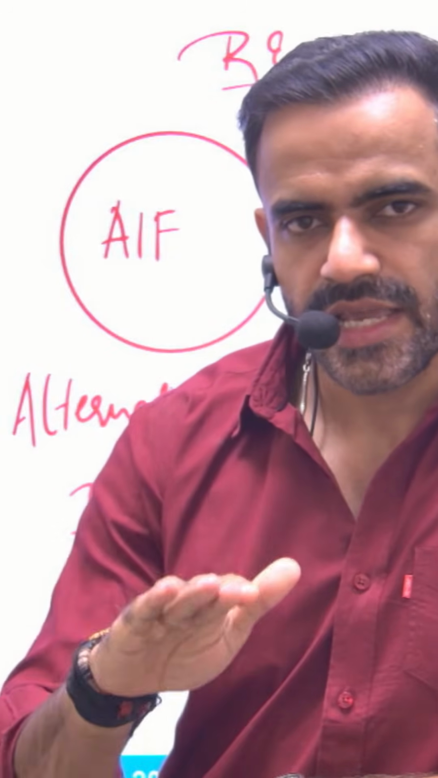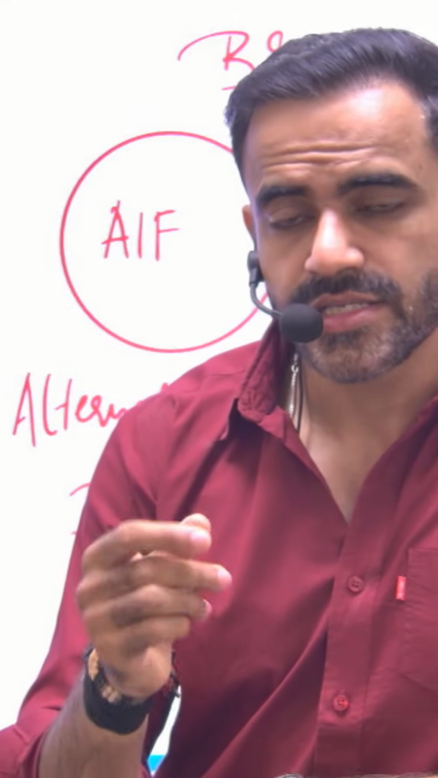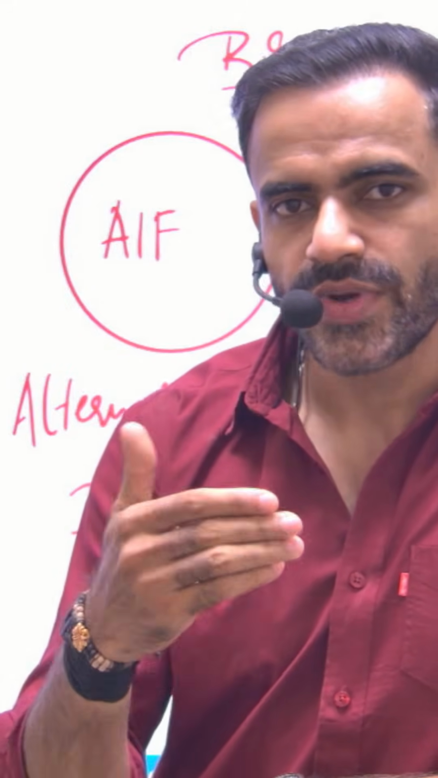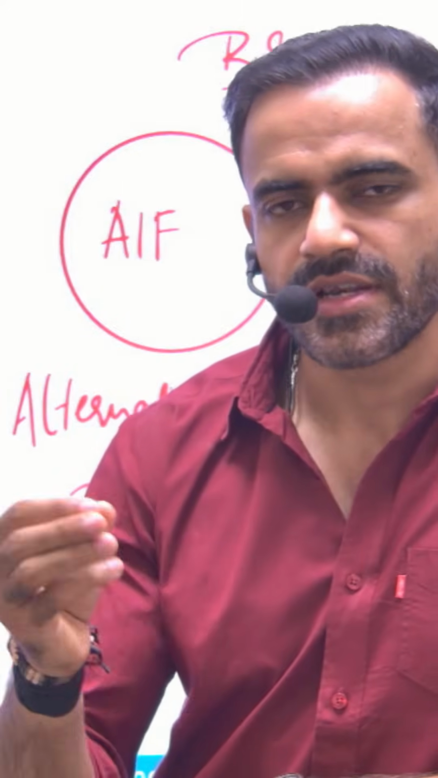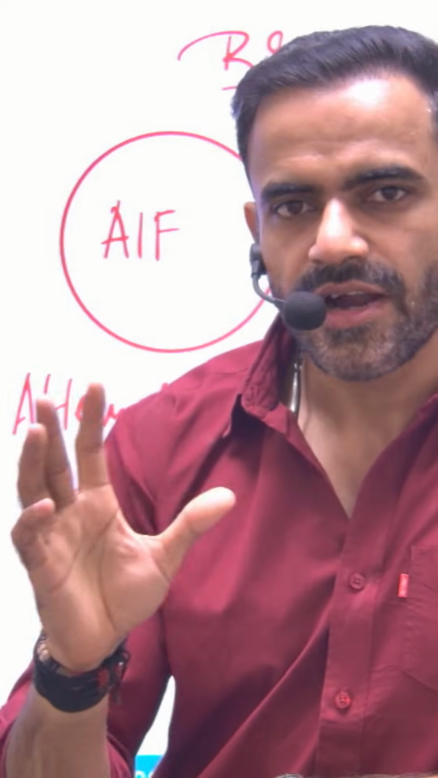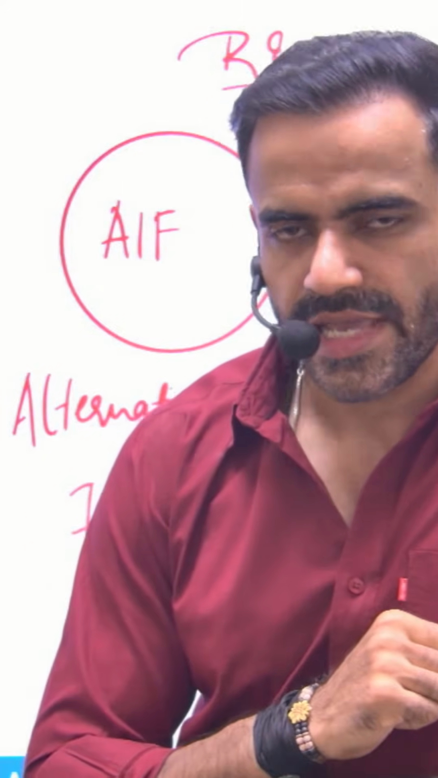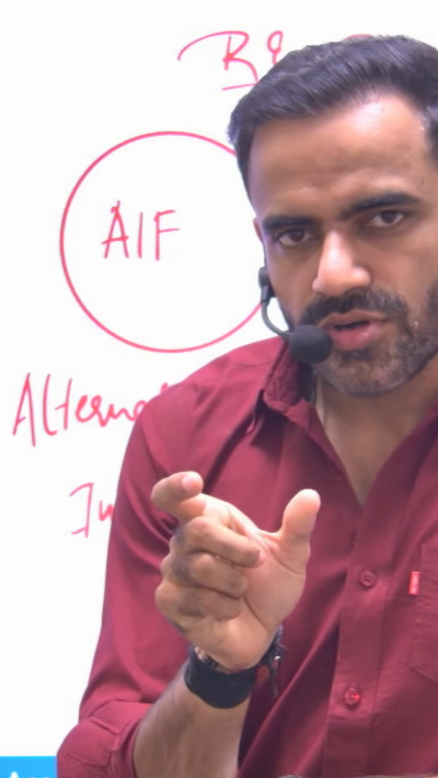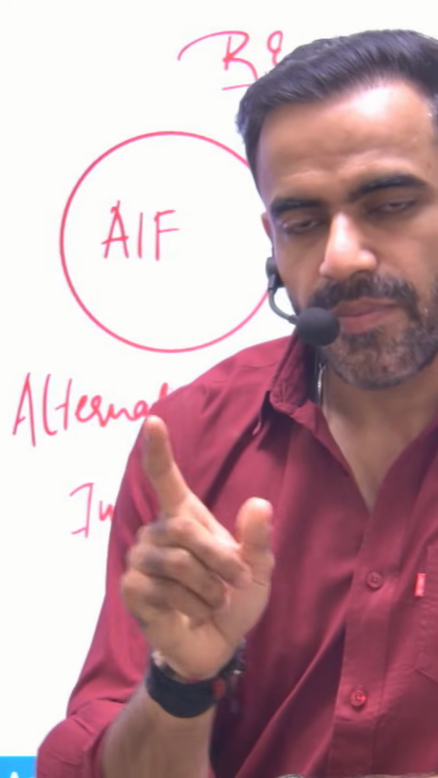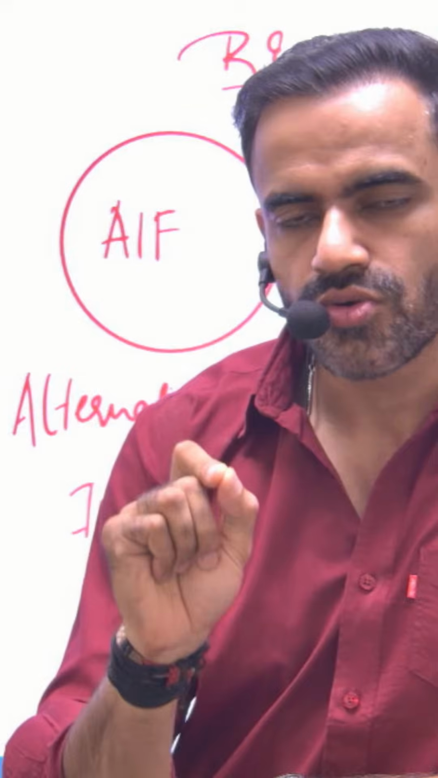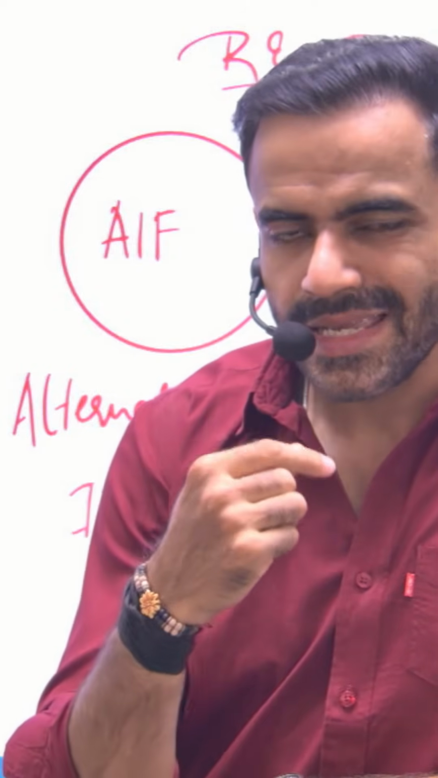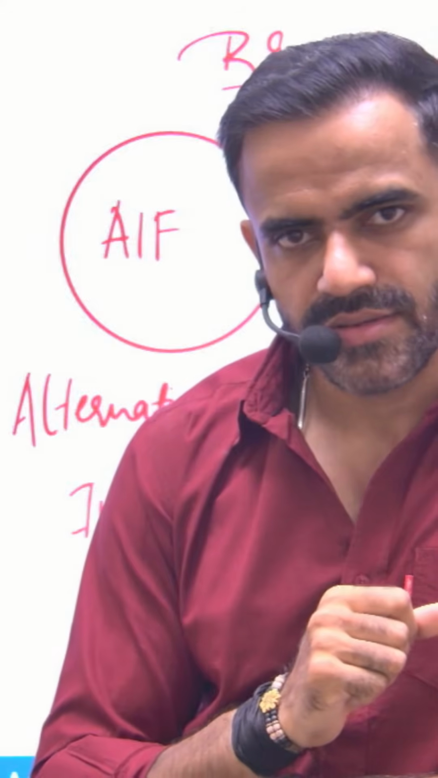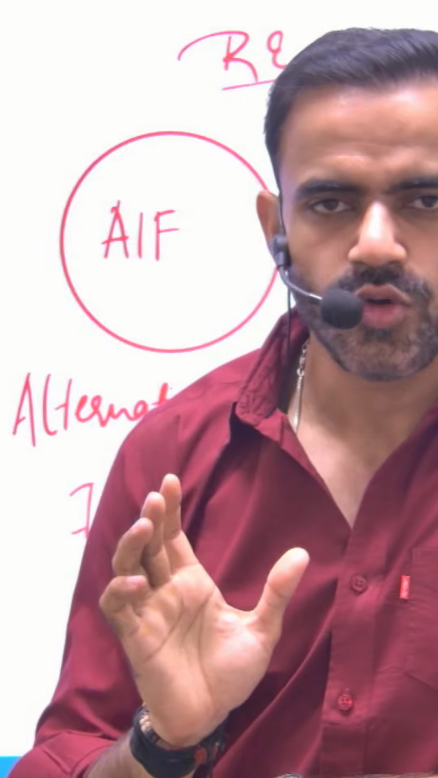The guideline is that regulated entities should not have more than 20% in AIF. So if, let's say, five or seven regulated entities want to invest their money into AIF, the total amount invested into AIF by these regulated entities should not be more than 20%. The amount invested by each individual regulated entity should not be more than 10%.